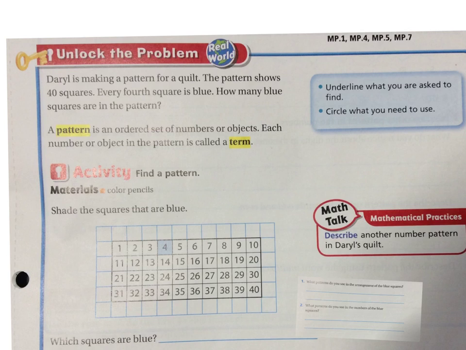Okay, this little box on the side, it's like it read Miss O's mind. It says underline what you are asked to find. Another way to say that is underline what the question is asking. Go ahead and underline it. The question is asking how many blue squares are in the pattern.